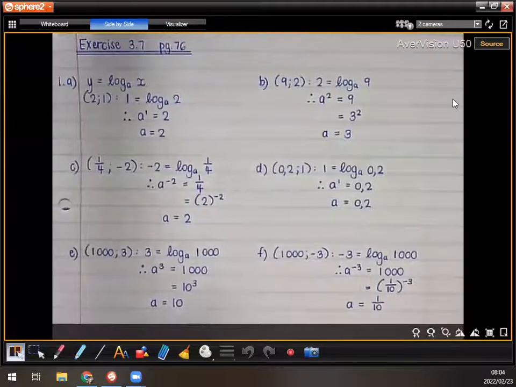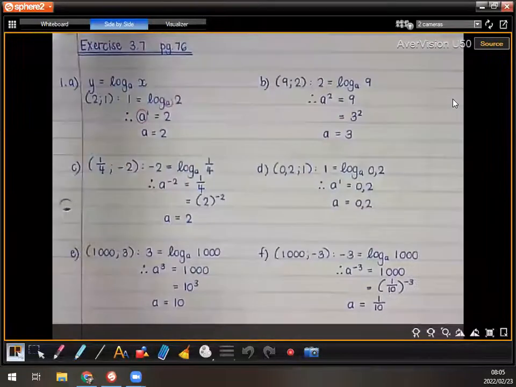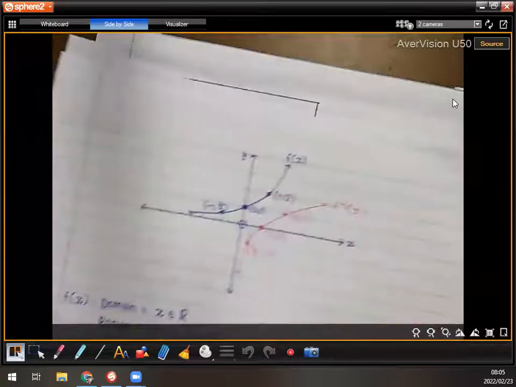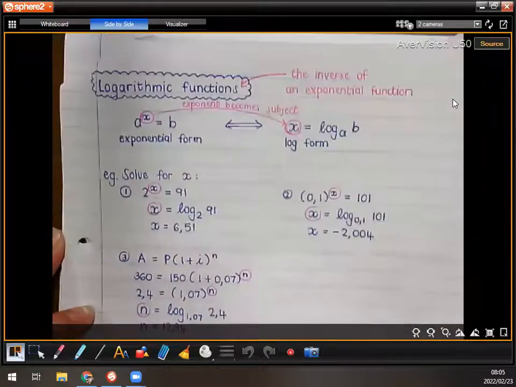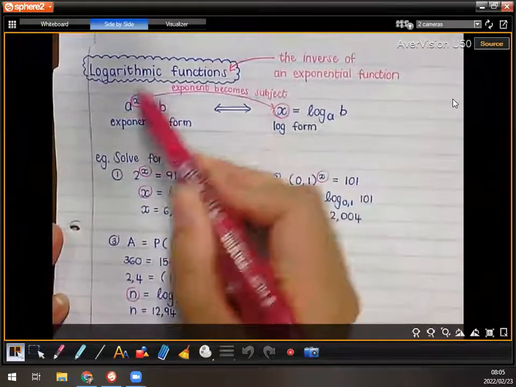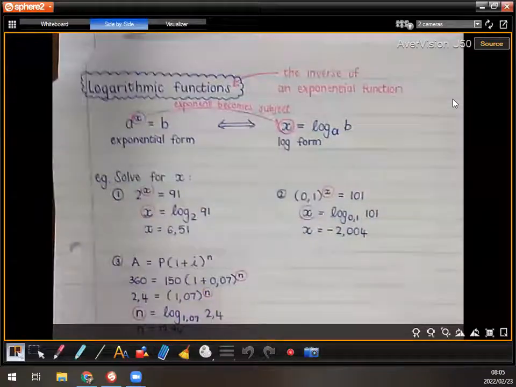So what you would do, because I think in class we practiced going from exponential form to log form, but not actually the other way around. I hope you guys were able to do that. Basically what I always say to myself is the base of the log is the base of the exponent. Remember, when we went from exponential form to log form, we said that the exponent becomes the subject. Now, going the other way around, the subject in log form has to become the exponent in exponential form.